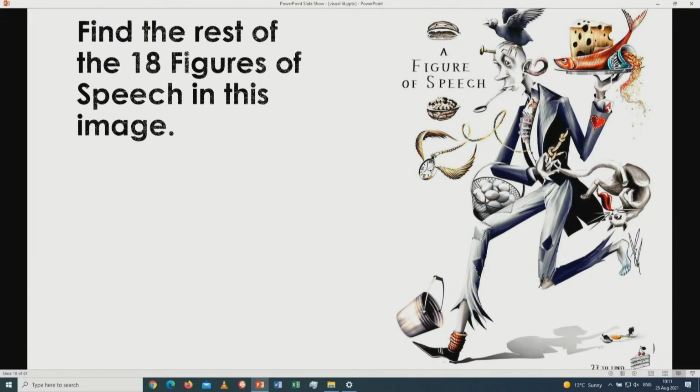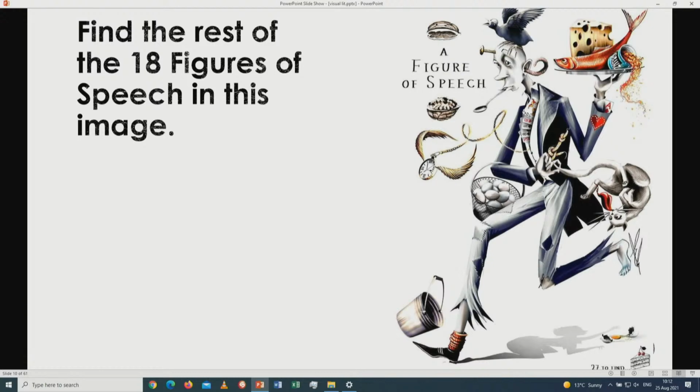Find the rest of the figures of speech in this image. So you can look at the illustration, then you can see some of them. Some you need to look for are: spill the beans, we see that it is there in the illustration; a red herring; kick the bucket, we already talked about; hit the nail on the head. It is there. It's one of the figures of speech.